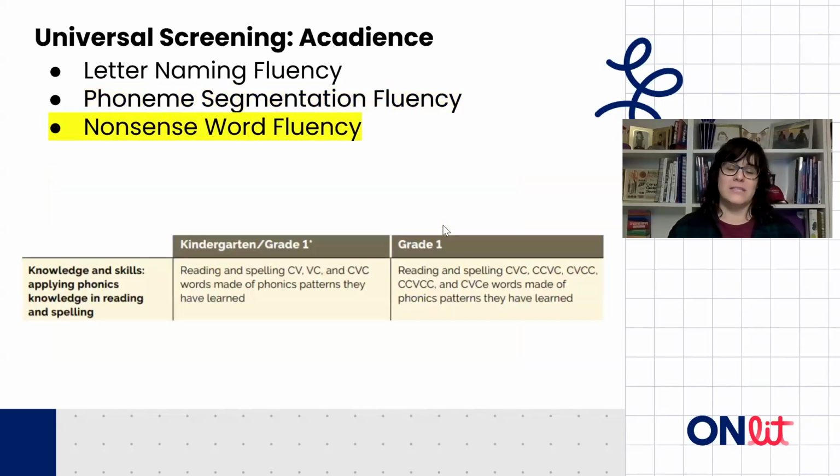And lastly, again, nonsense word fluency. That is a brief direct measure of the alphabetic principle, the idea that students understand that the shapes they're seeing are representative of sounds and that the sounds come together to make a word. While we're not going to go out of our way to teach nonsense words, you can see in the curriculum here that reading CVC words and spelling those CVC words are directly related to what we are doing.